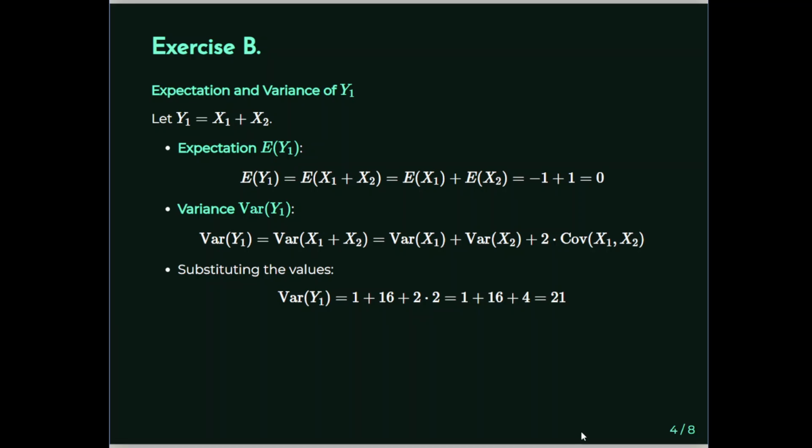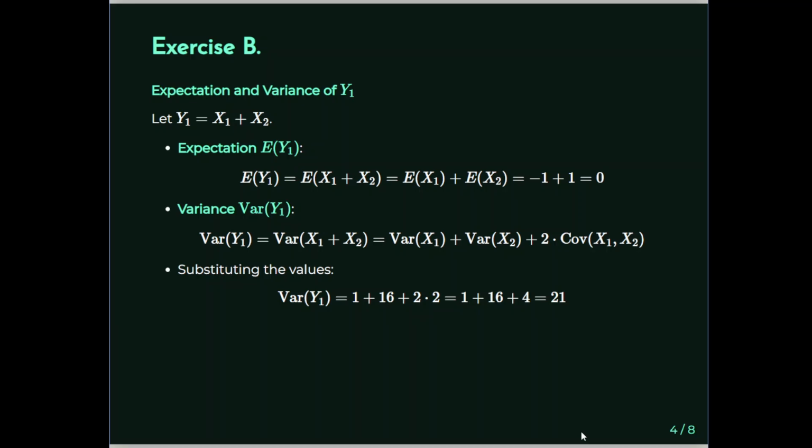The expectation and variance of y1. Let y1 be equal to x1 plus x2. The expectation of y1, E of y1, is simply the expectation of x1 plus x2, and essentially you just add them together. At the start, we were told that the expectation of x1 was minus 1 and the expectation of x2 was 1. Add them together: minus 1 plus 1 is 0. Now the variance is a bit more work.